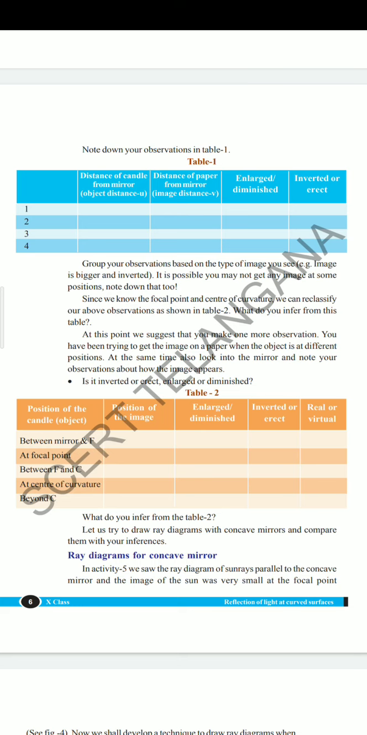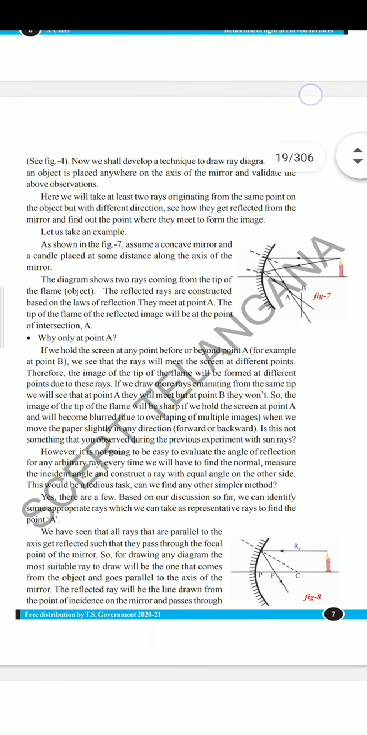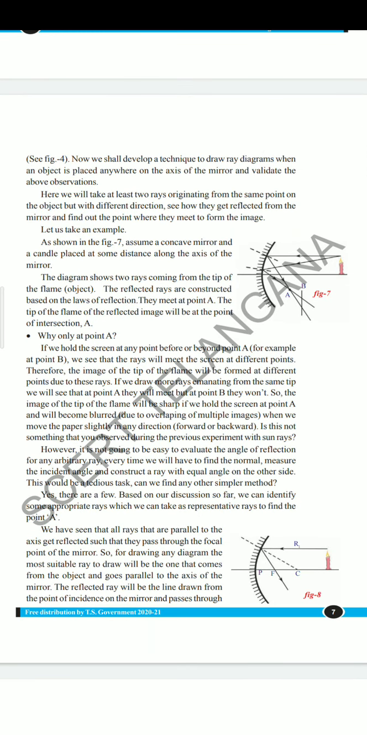Let us try to draw ray diagrams with concave mirrors and compare them with your inferences. Ray diagrams for concave mirror. In activity 5, we saw the ray diagram of sun rays parallel to the concave mirror, and the image of the sun was very small at the focal point. See figure 4. Now we shall develop a technique to draw ray diagrams when an object is placed anywhere on the axis of the mirror and validate the above observations.